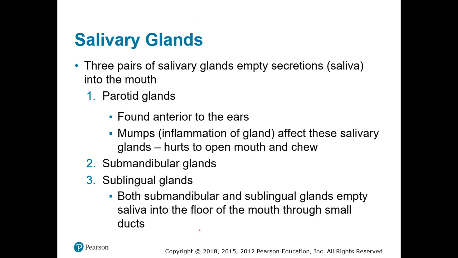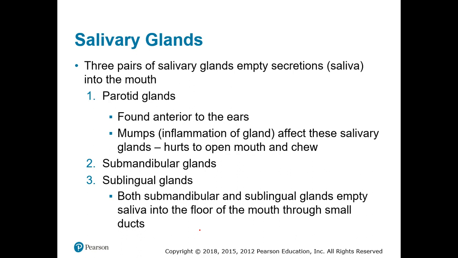Now we're going to talk about salivary glands. There are 3 pairs of salivary glands that empty secretions, which we call saliva, into the mouth. And the whole point of saliva is to help break down food through chemical digestion. There are different salivary glands. So the first one is your parotid glands. These are found anterior to the ears, so in front of your ears.